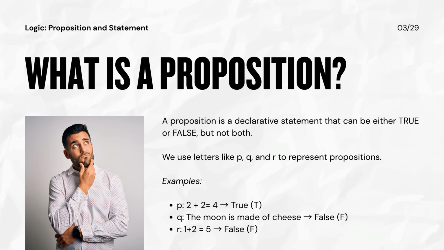What is a proposition? A proposition is a declarative statement that can be either true or false but not both. We use letters like P, Q, and R to represent propositions. Examples: Proposition P, 2 plus 2 equals 4, is true. Proposition Q, the moon is made of cheese, which is false. R, 1 plus 2 equals 5, which is also false.